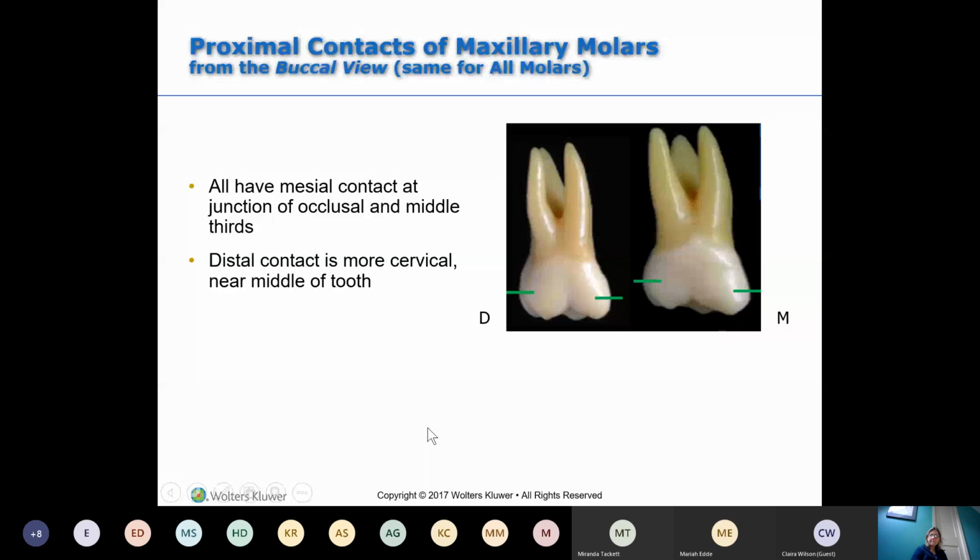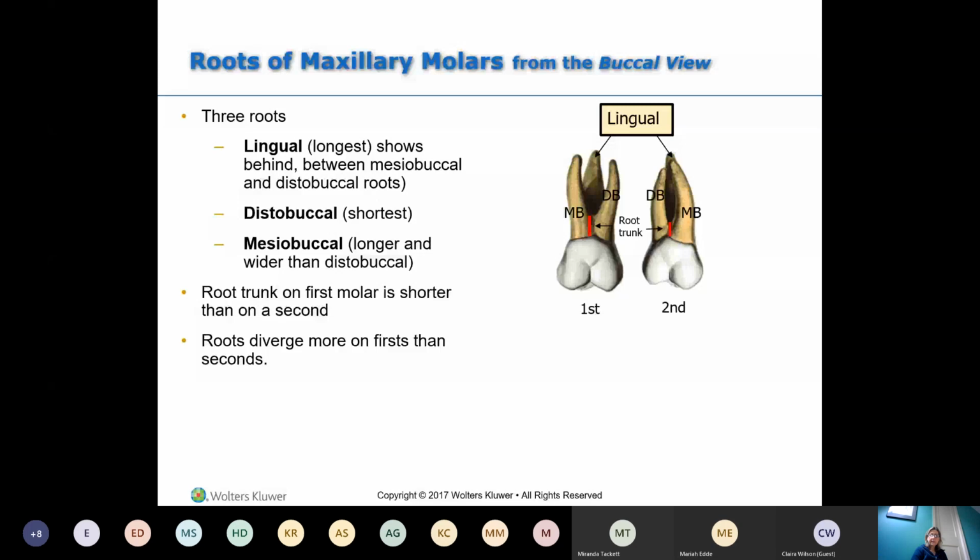You have three roots. The root trunk on the first molar is shorter than on the second molar. So remember, just like on the mandibular, the split of the furcations comes up higher. Hold on a second. The root trunk on the first molar is shorter. Okay. So the root trunk is shorter. I've got these backwards. The root trunk is shorter on the first molar than on the second, and the roots diverge more on the first than the second. Diverge means they spread out. So if you look at a first molar, the roots are going to sit really far apart like this. If you look at the root structure on the second molar, the roots sit closer together. And on a third molar, they're often fused because they sit so close together.